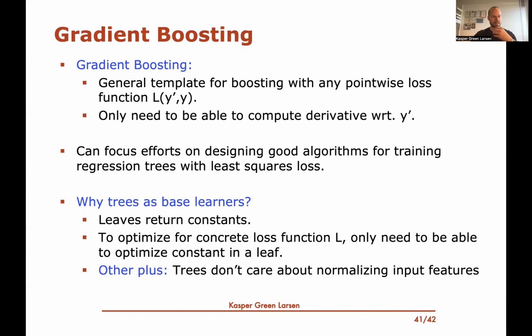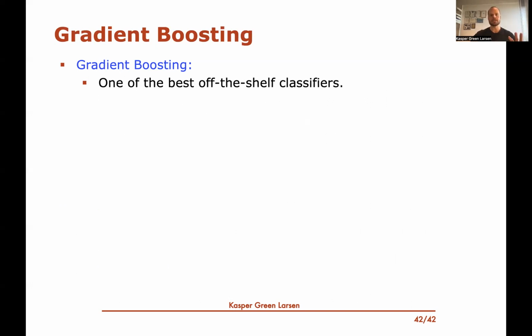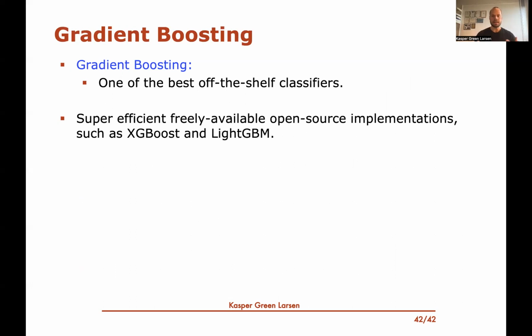So you can just take them off the shelf, in some sense, and use them without pre-processing the data. This also means that gradient boosting is one of the best off-the-shelf classifiers. If you don't want to worry about doing anything to your data, this is one of the first go-to things. You could just take it and run it, and it will work well. And there are really efficient, freely available implementations of gradient boosting, particularly the libraries XGBoost and LightGBM. So let us end the discussion of gradient boosting there.